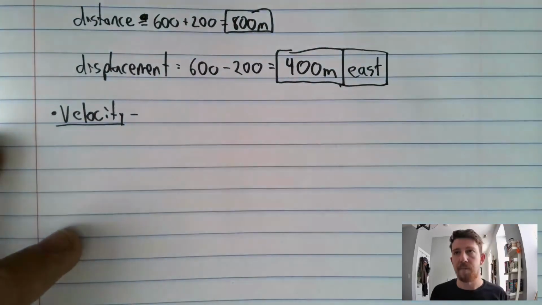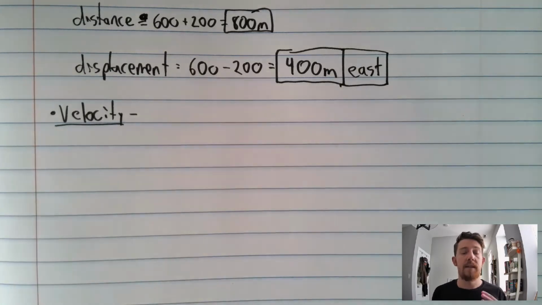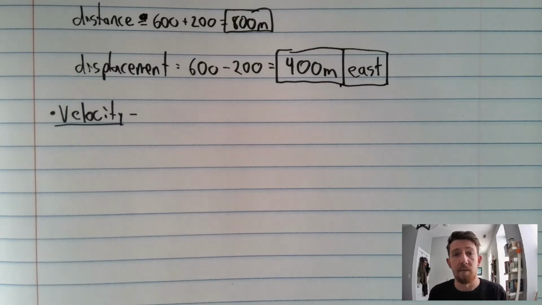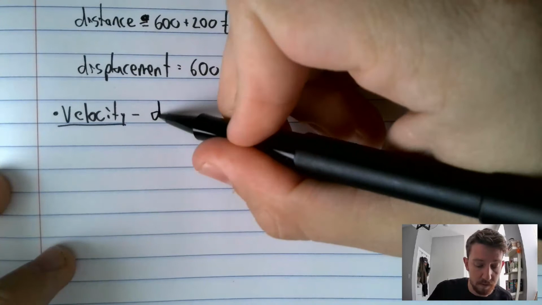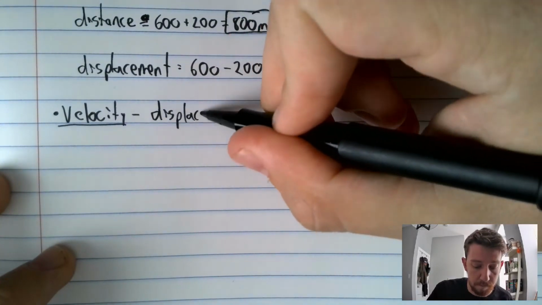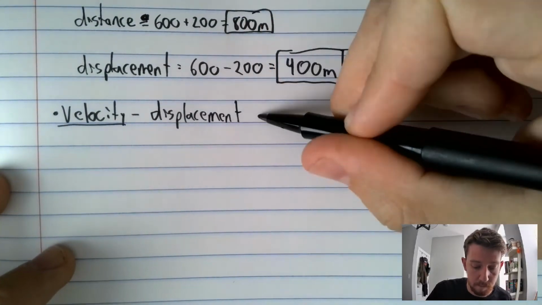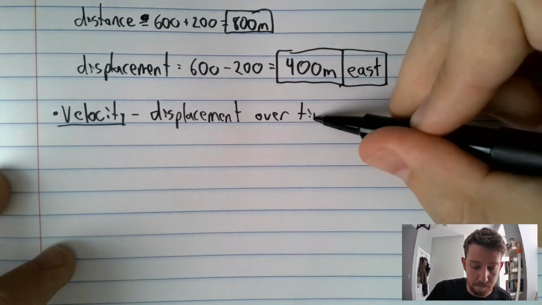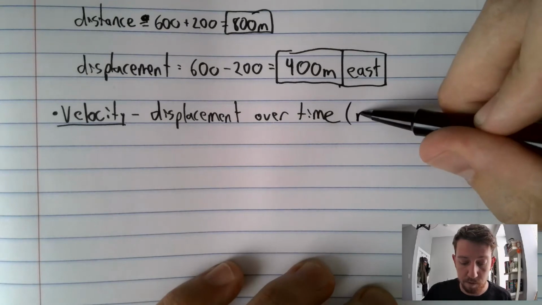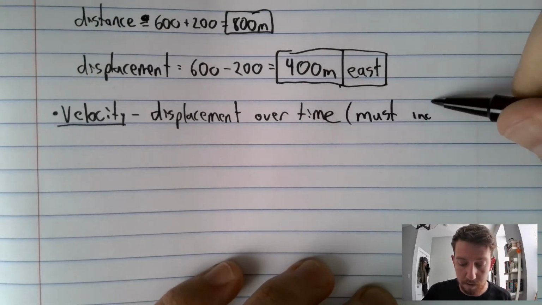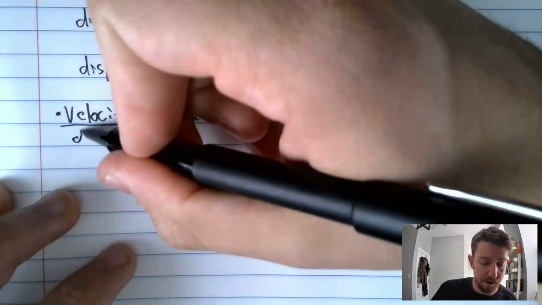All right, velocity. Okay. Velocity and displacement are related in the same way that speed and distance are related, where we just divide by time. So velocity is simply displacement over time. It is also a vector. Velocity is also a vector, so once again, it must include direction in our answer.